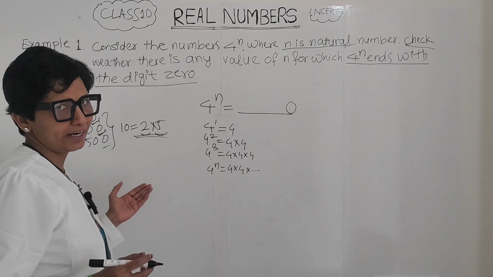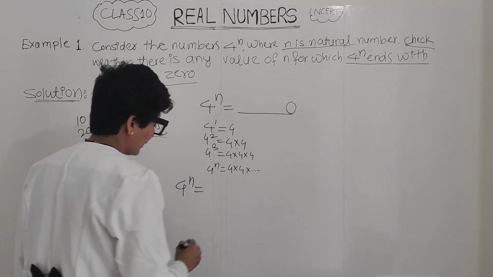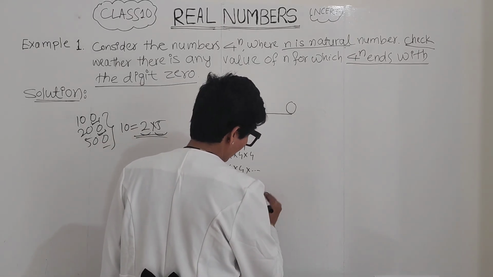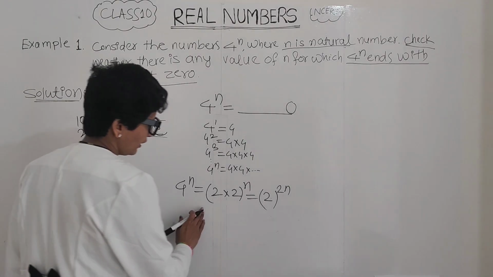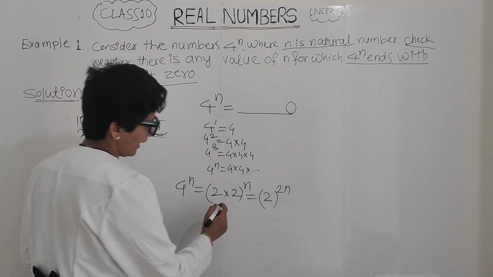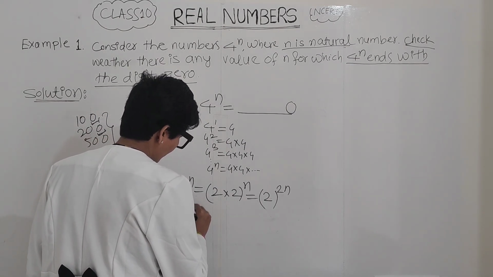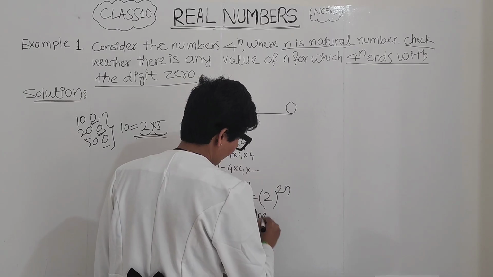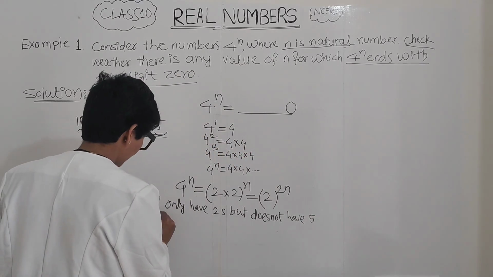We will factorize 4 to the power n. Write down 4 to the power n, we will factorize it as 2 into 2, to the power n, and we will write it as 2 to the power 2n. After factorizing it, we can see that 4 to the power n only has 2's as prime factors, but doesn't have 5.